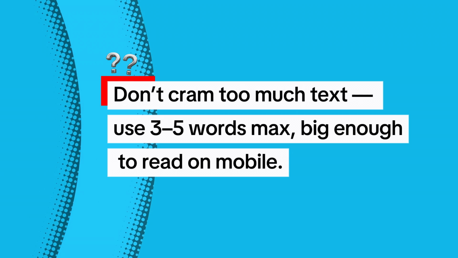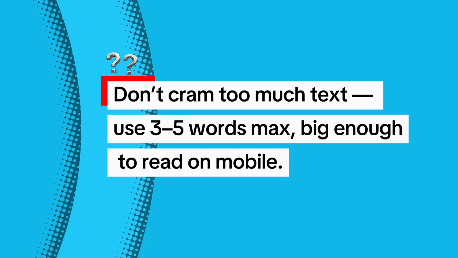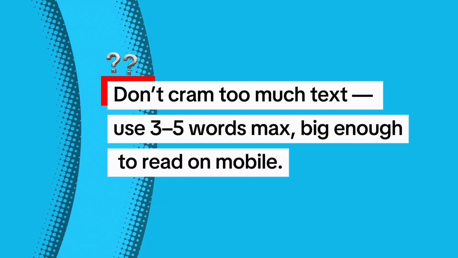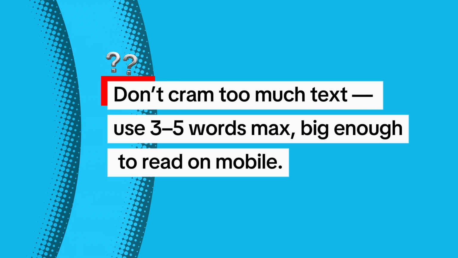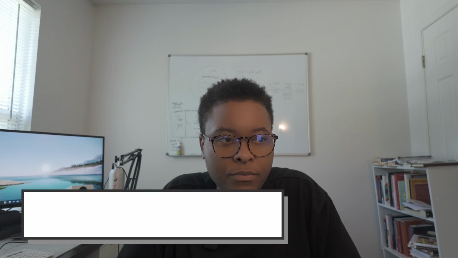First, keep it simple and bold. Don't cram too much text in your thumbnail. Use 3 to maybe 10 words max, big enough to read on mobile. Again, make it stand out just like a billboard, so essentially less is more.